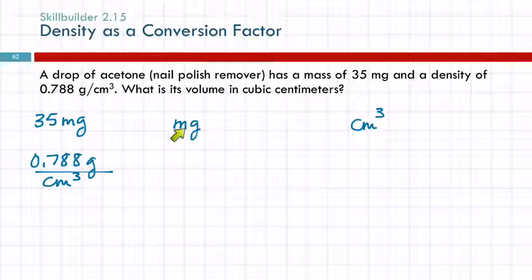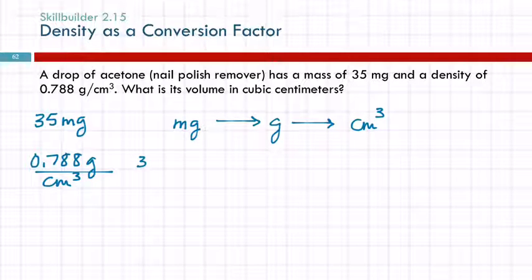Can I go from milligrams to cubic centimeters in one step? Do I have a relationship for that? Not quite. I've got this density, but this is grams to cubic centimeters. I can use that to go from grams to cubic centimeters. How do I get from milligrams to grams? Can I do that in one step? Yeah. Okay, so this ends up being a multi-step problem.